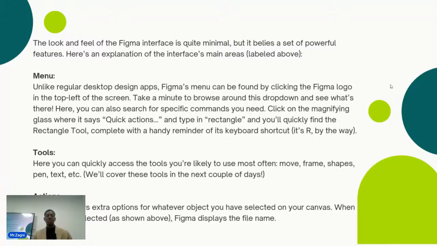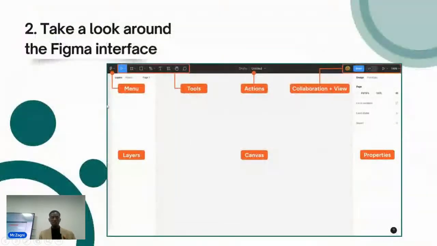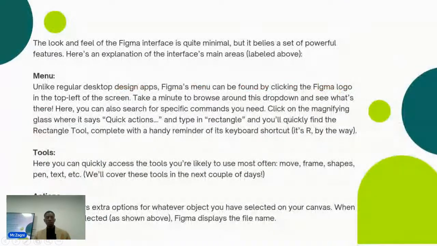Here is an explanation of the interface main areas below. Like I said, menu, which is just by your left here. So unlike regular desktop design apps, Figma's menu can be found by clicking the Figma logo. Have you seen it? No. Okay, so you have to click new, create a new design to be on the interface.